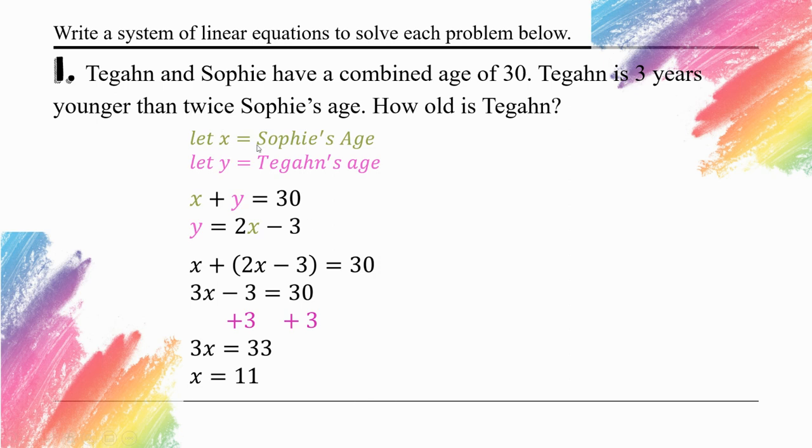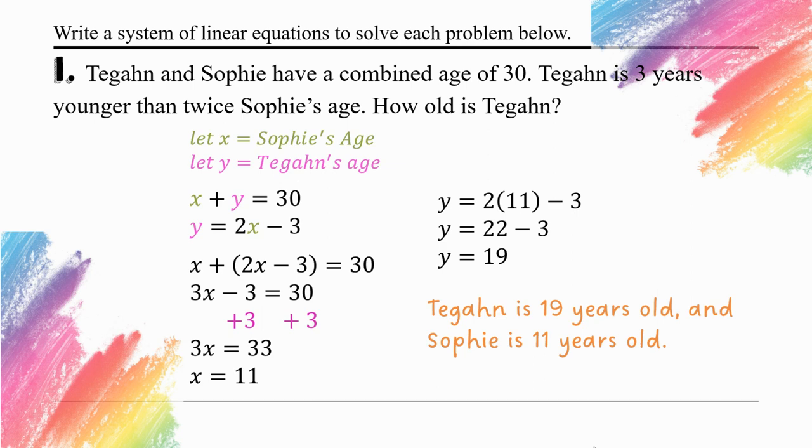But remember, x represented Sophie's age, and the question is, how old is Tegan? So I would take 11 and substitute that in for x in that second equation. Because Tegan is 3 less than twice Sophie's age, take 2 times 11 to get 22, and then subtract 3 and we get 19. And then remember that the last step is to answer as a sentence. Tegan is 19 years old and Sophie is 11 years old.